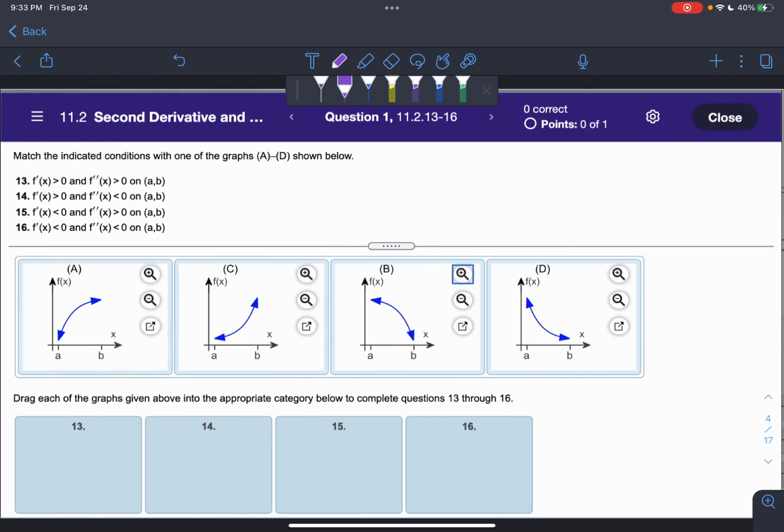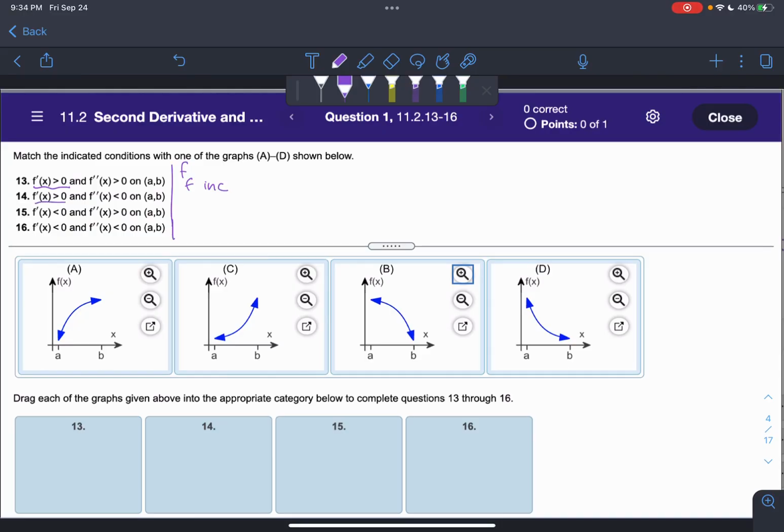So let's look at this one. We want to match these conditions to the given graphs. I don't think we've ever seen a problem like this, but anyway. Let's see. I think the best route is just to describe these characteristics in terms of f. So when my first derivative is positive, that means my f is increasing.